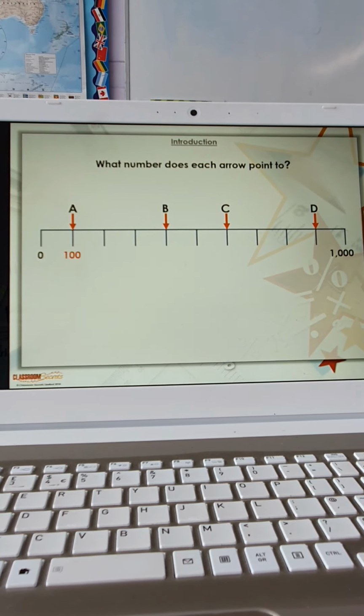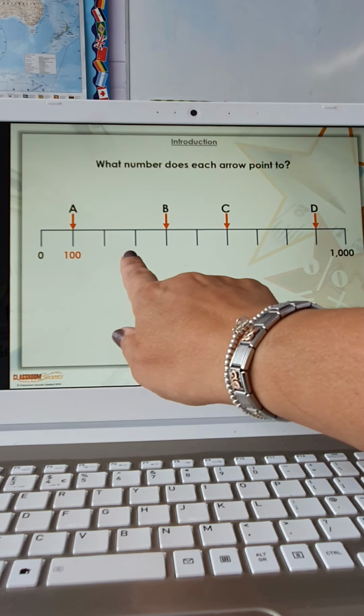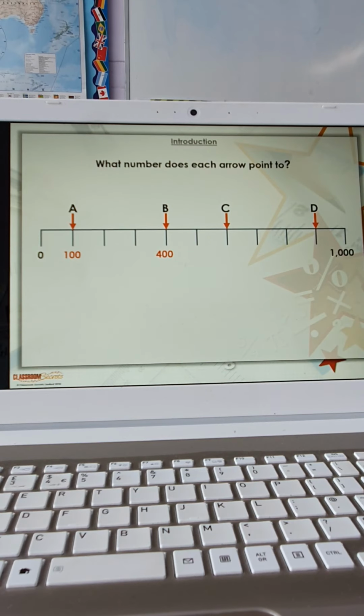So point A is at 100. Point B, 200, 300, 400. Point C then is 600 and point D is 900.